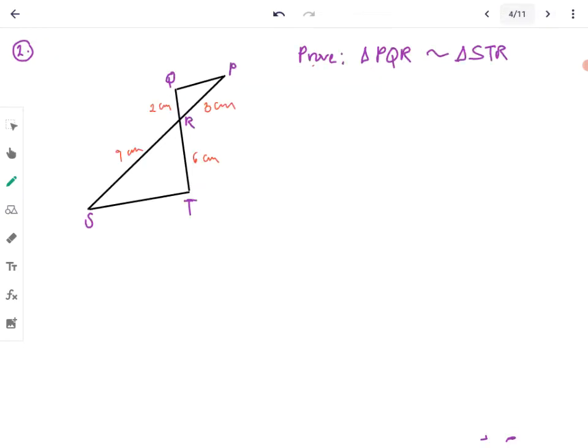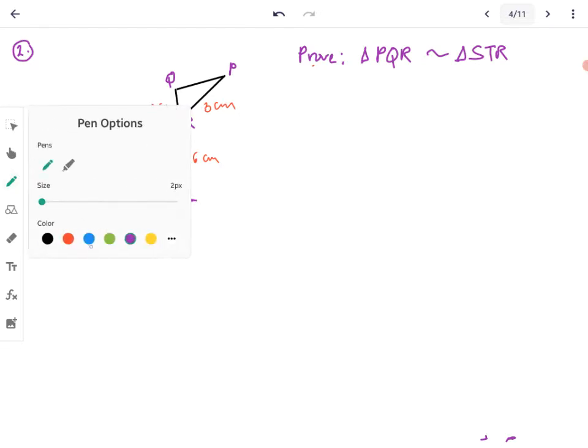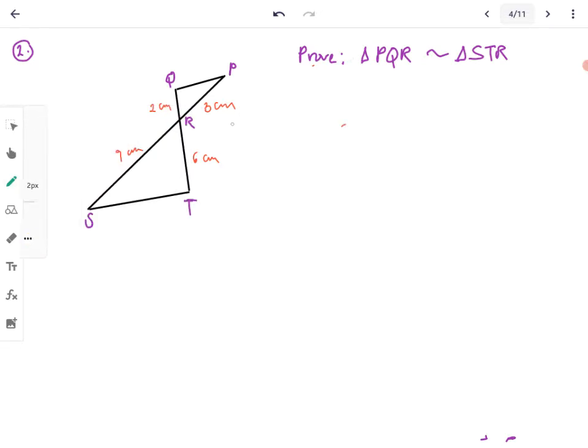Next, here we have triangle PQR. We're going to prove that triangle PQR and triangle STR are similar. Let's specify the given. QR is 2 cm, PR is 3 cm, TR is 6 cm, then SR is 9 cm. Let me just make it clear.